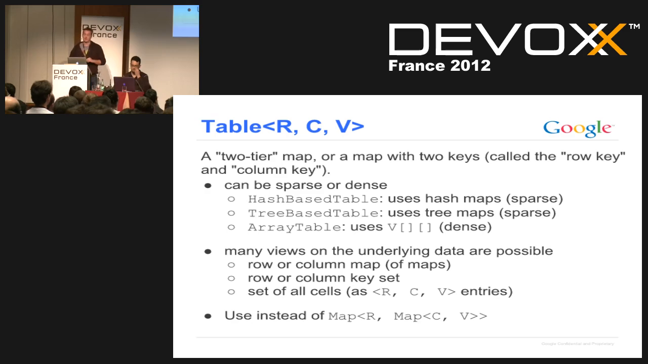Additionally, you can get many views from this underlying data. You can view them as column maps, row maps, column sets, row sets, or if you want, you can just view all of the entries as a set. We've defined a new entry class that has three elements, the row, the column, and the value, and you can get a set of all those back. You would typically use this where in your code you might see a map from R to a map from C to V. You can use this instead, basically when you have two keys that you want to look up a single value with.